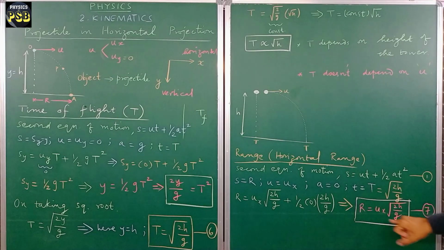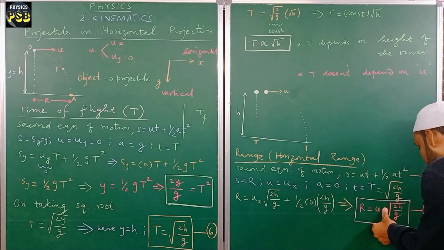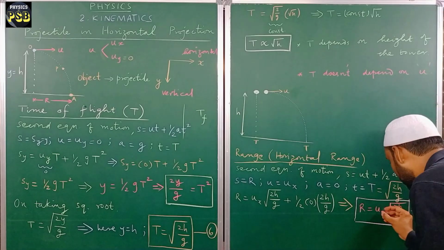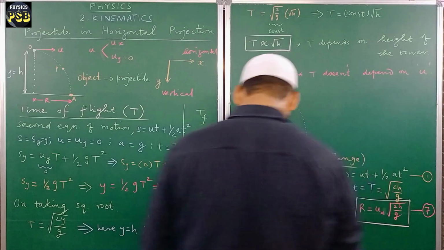Now here, if you look at this equation, you find it consists of 3 parameters on the right side. One is Ux, the second one is 2h, and the third one is g. This subscript is written at the bottom like this. Right?